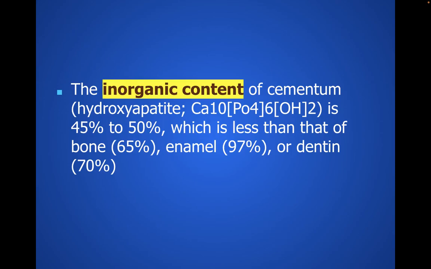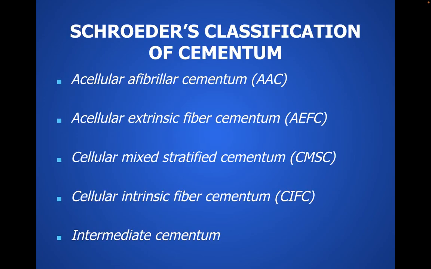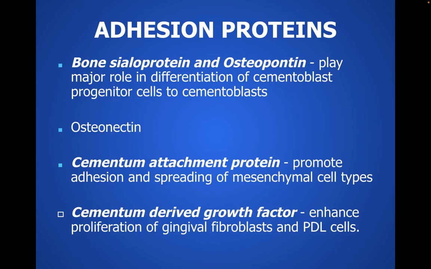Now Schroeder classified cementum based on the type of fibers and cells that cementum has. The first is acellular afibrillar cementum, then acellular extrinsic fiber cementum, cellular mixed stratified cementum, cellular intrinsic fiber cementum, and intermediate cementum. Like I explained before, based on the types of cells and fibers which cementum has, Schroeder has classified cementum into these 5 types.